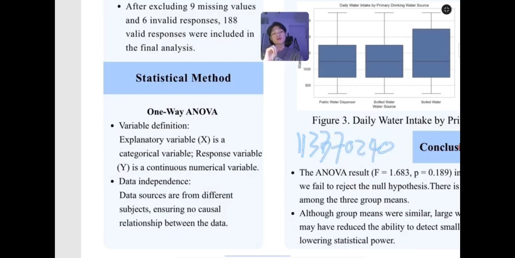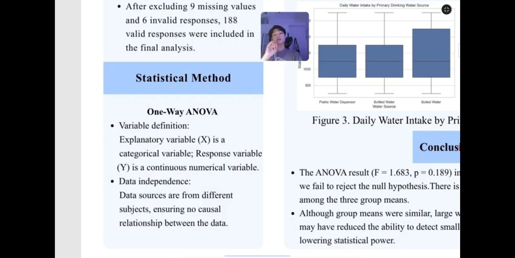We're talking about what statistical method we chose. We chose one-way ANOVA because the independent variable X is a categorical variable, which includes boiled water, bottled water, and public water dispenser, and the dependent variable is a continuous variable.